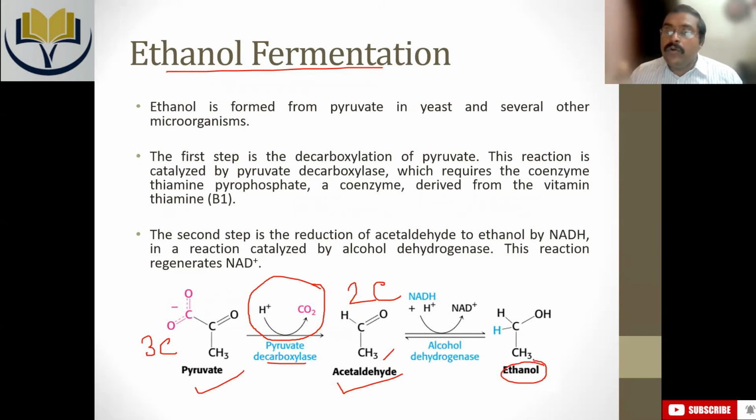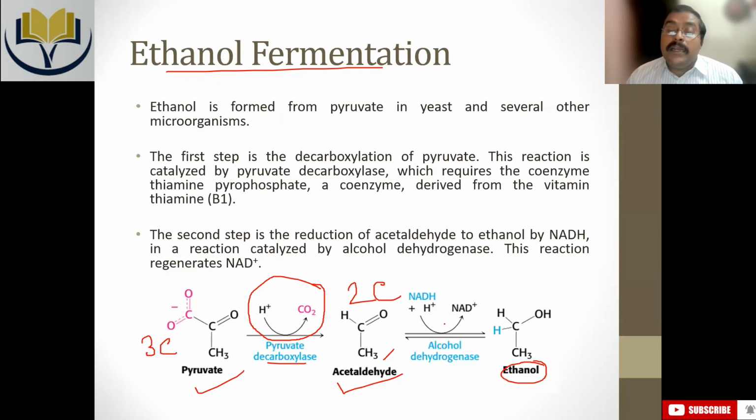Acetaldehyde, aldehyde to ethanol, is a reduction process. If we are looking at oxidation and reduction, acid to aldehyde is a reduction process, and aldehyde to ethanol is a reduction process. But if we go in the other direction, alcohol to aldehyde is an oxidation process, and aldehyde to acid formation is an oxidation process.